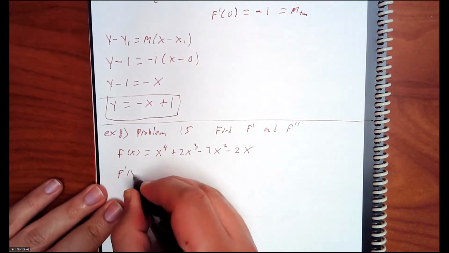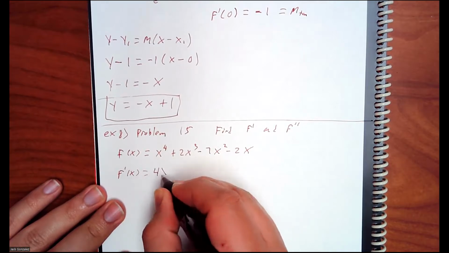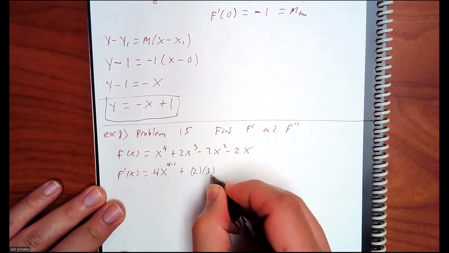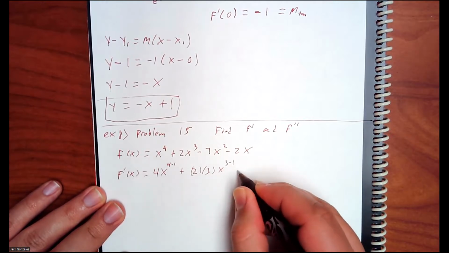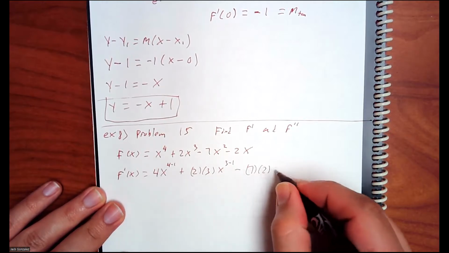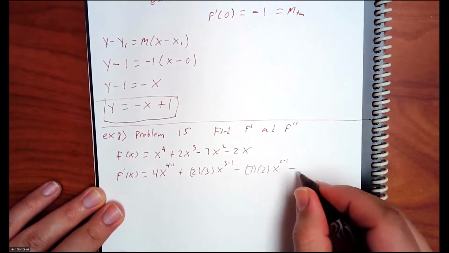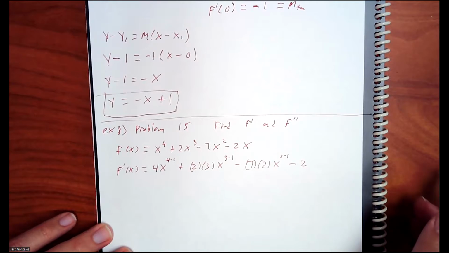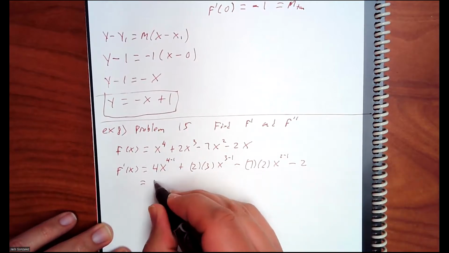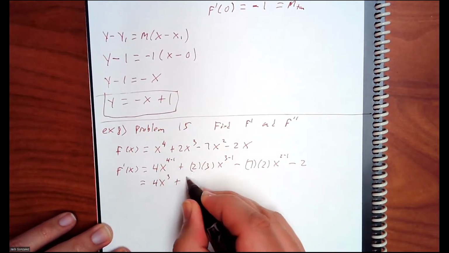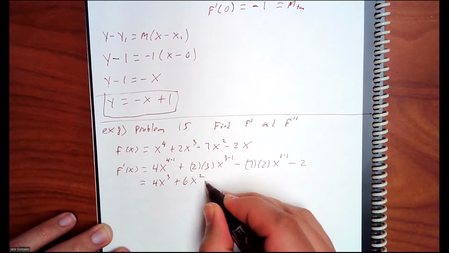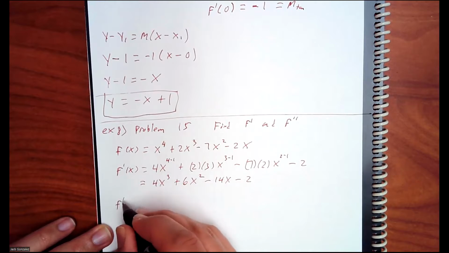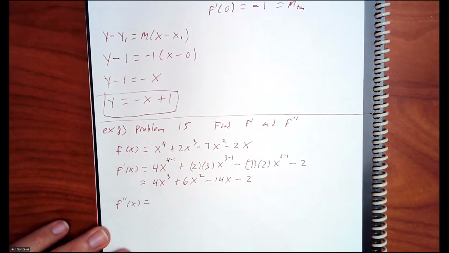So first derivative would be, using the power rules, you bring down the 4, subtract 1, bring down the 3, subtract 1, bring down the 2, subtract 1, minus 2. Yeah, that would just be the minus 2. This gives you 4x cubed plus 6x squared minus 14x minus 2. So now to do another derivative, you use this result and do it again.